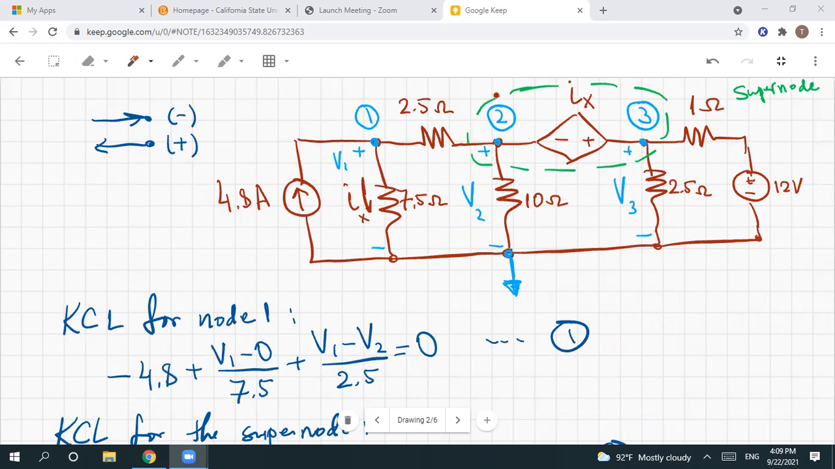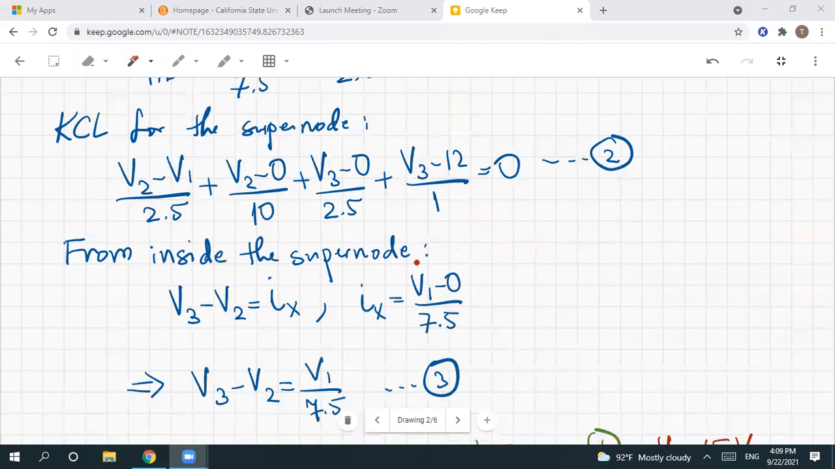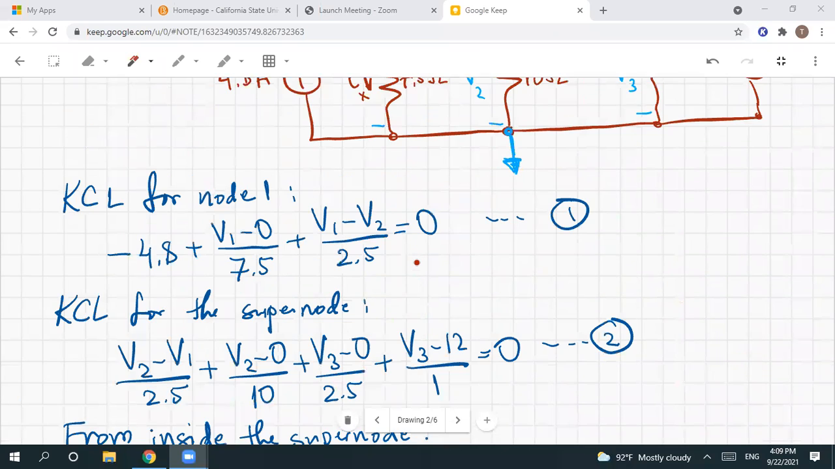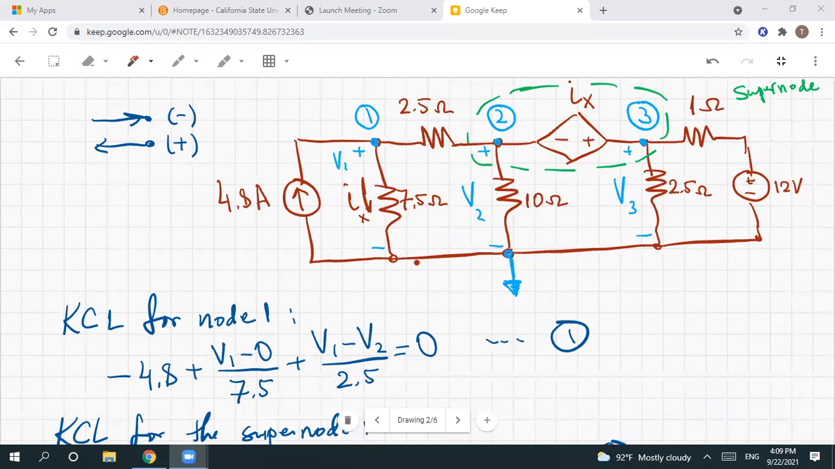Yes, there is a question. Is this what it refers to as the constraint equation? Yes, it is the constraint equation from inside the supernode. So is this example clear, please? Okay. Any questions about this example?